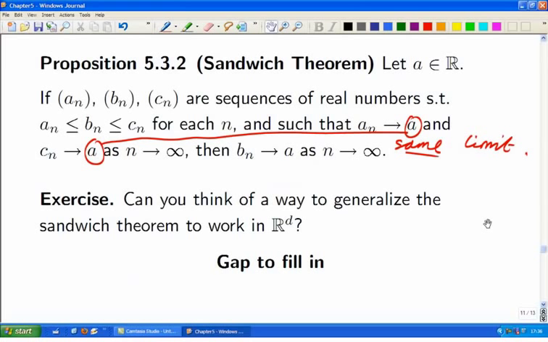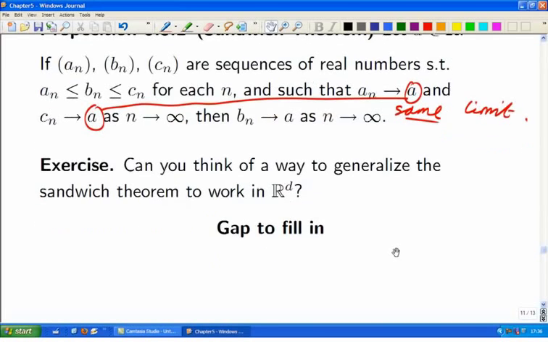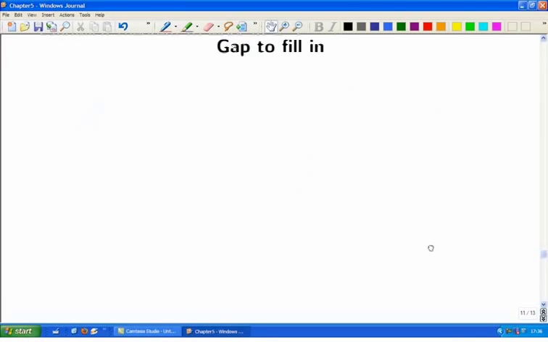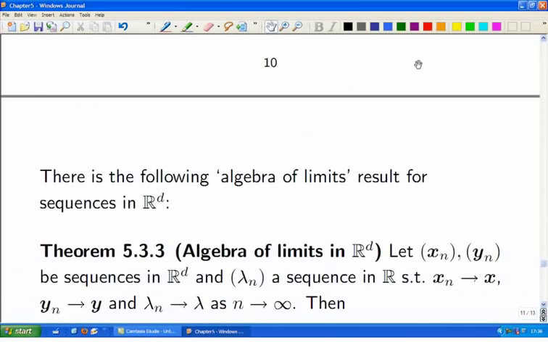Now, we won't do it, but you can generalize it to work in R to the D if you do it right. But I won't say anything about that here. I'll let you think about that as an exercise. Oh, well, I've already said it's an exercise, so there you are. See if you can figure out how to generalize it. And I won't say any more about that here. That's going to be very useful to us in a bit.